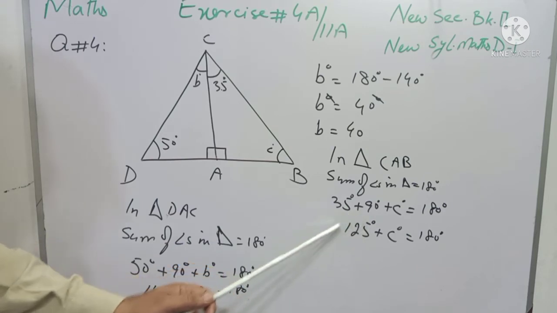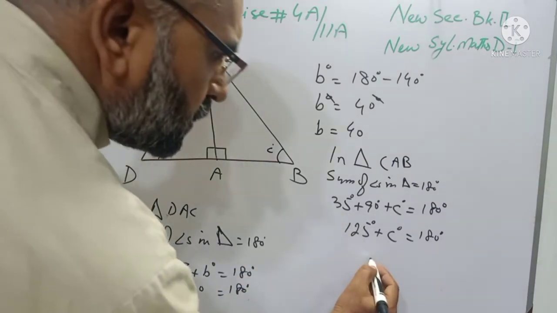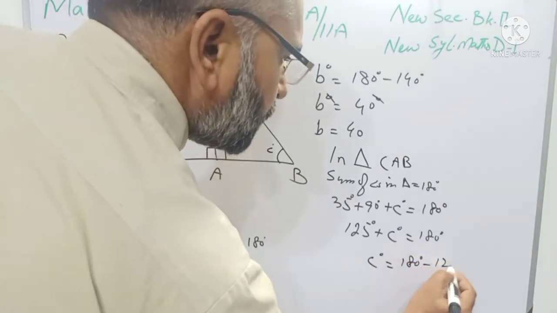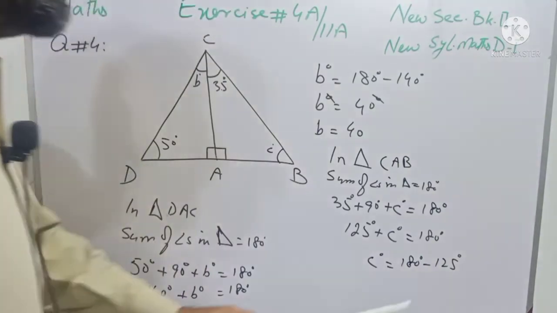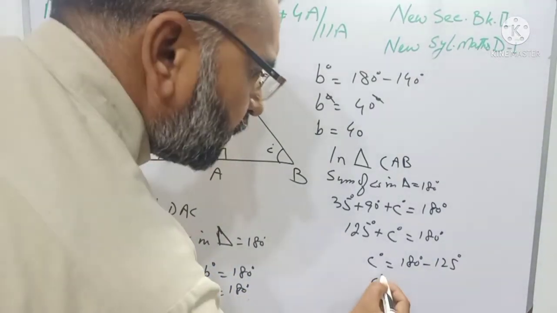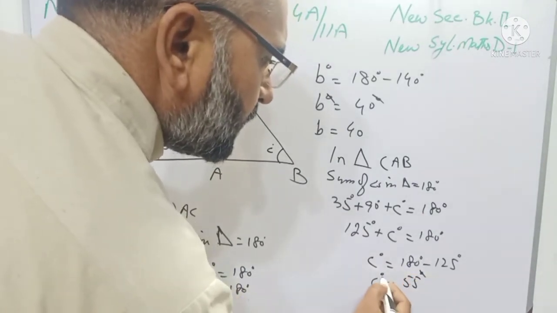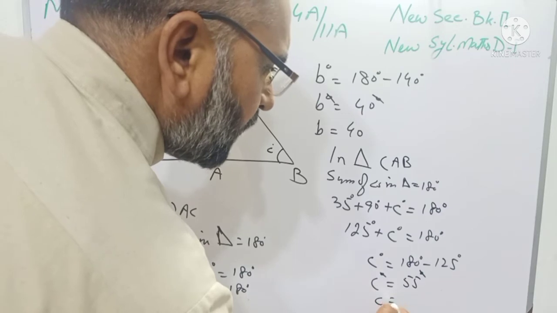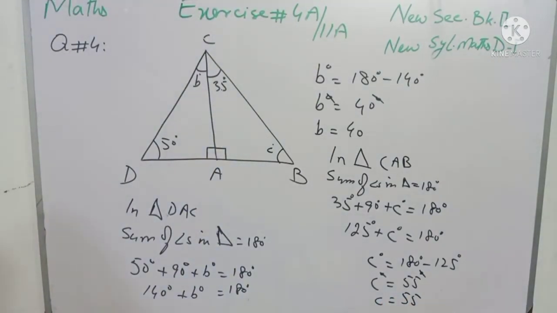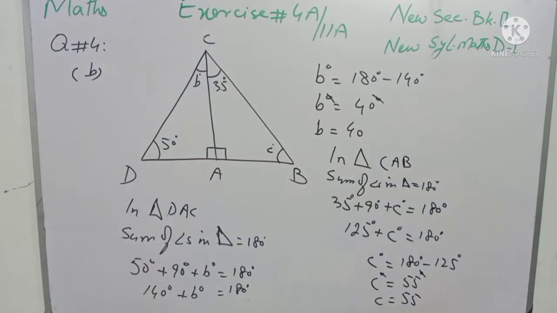125 is plus on the left side. When we transfer it to the other side, it will become minus. So C degree is equal to 180 degree minus 125 degree. Subtract 125 from 180 and we will have 55 degrees. So C degree is equal to 55 degree. Degree will be cancelled with degree, and the value of C is 55. And it is B part of question number 4 of exercise 4A.